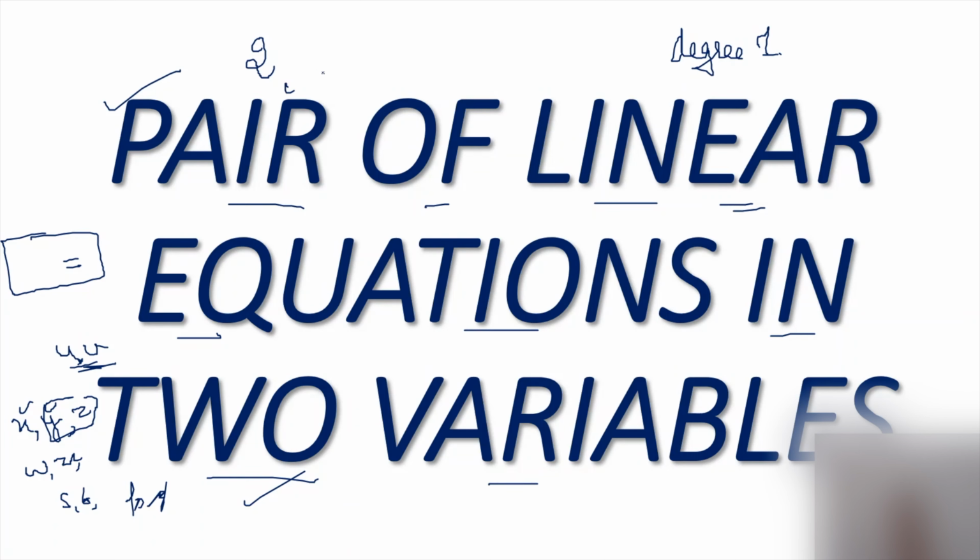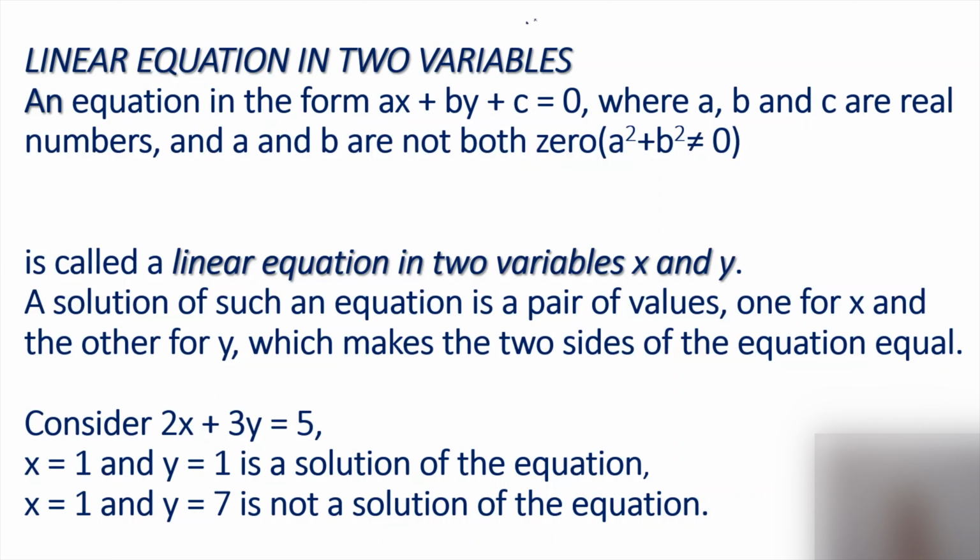Before going to pair of linear equations, let's try to recall what a linear equation in two variables is. A linear equation in two variables is an equation in the form ax plus by plus c is equal to 0, where a, b and c are real numbers, and a and b are not both equal to 0 at the same time, which can also be written like this: a square plus b square is not equal to 0. Let's try to understand how this statement implies this.